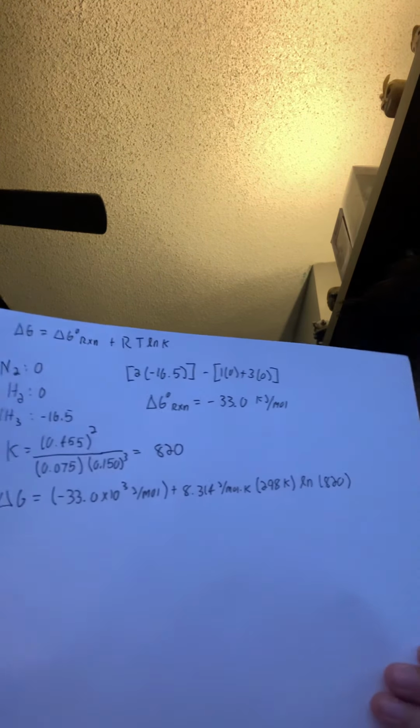So we also have to convert kilojoules to joules, so instead of negative 33.0, it's going to be negative 33.0 times 10 cubed joules per mole, plus our gas constant of 8.314 joules per mole Kelvin, times our temperature of 298 Kelvin, times our natural log of 820. So here's everything in the equation.